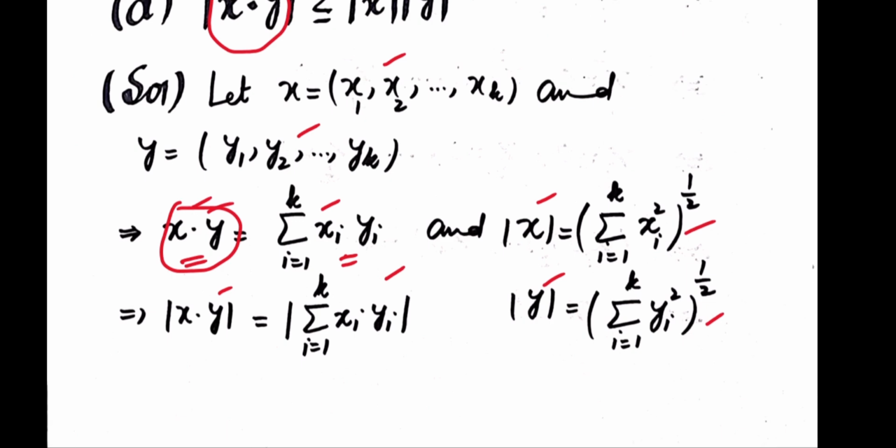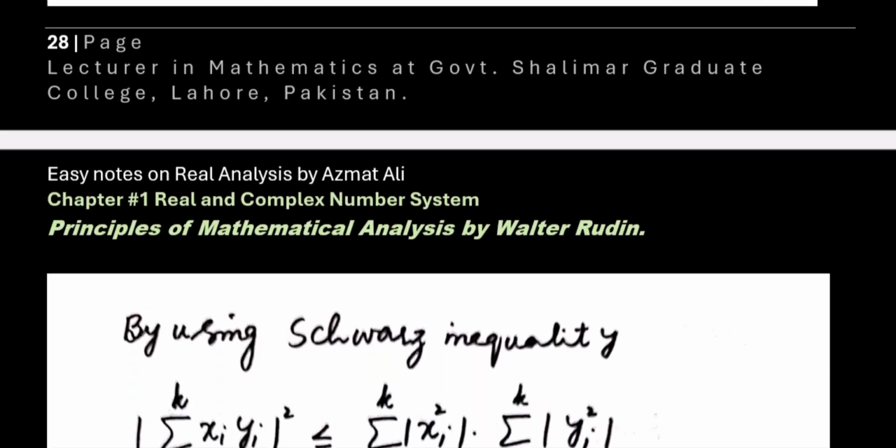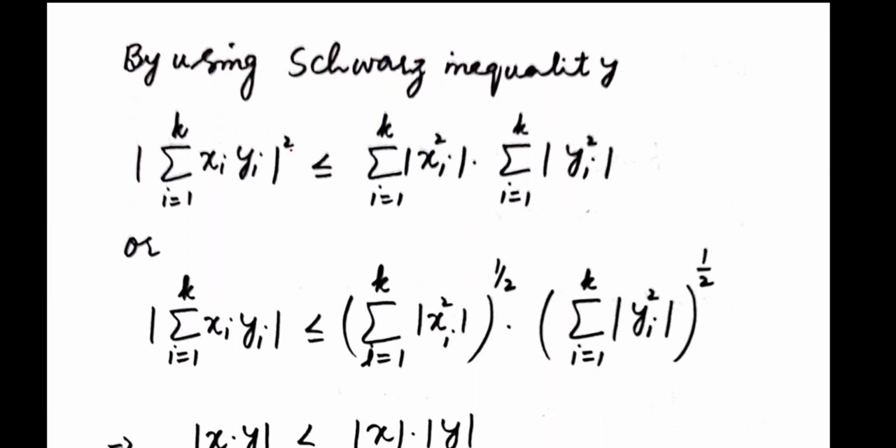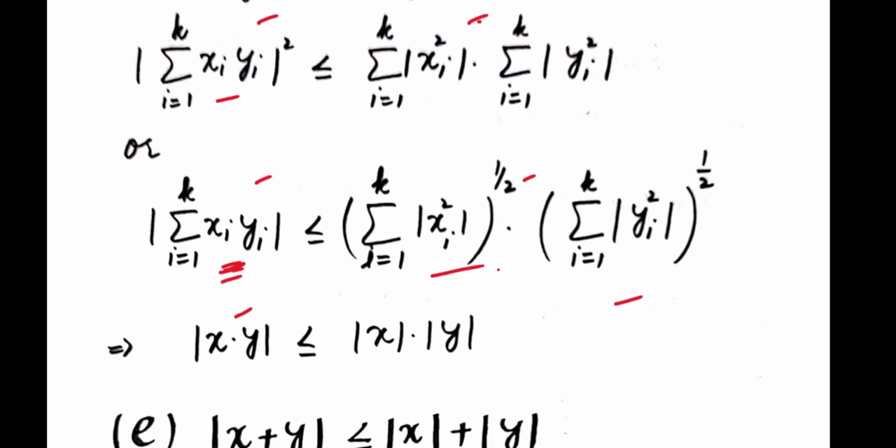Now, by using the Schwarz inequality that we discussed in our previous lecture, the Schwarz inequality says that the square of the sum of products is always less than or equal to the product of the sums of squares. Or this can be written as, if you take the square root on both sides, the absolute value of the sum of products is always less than or equal to the product of the square roots of the sums of squares. As this is the definition of the absolute value of x dot y, and this is equal to the norm of x, and this is equal to the norm of y. Hence, we have the required inequality.